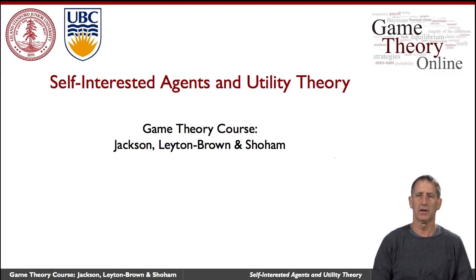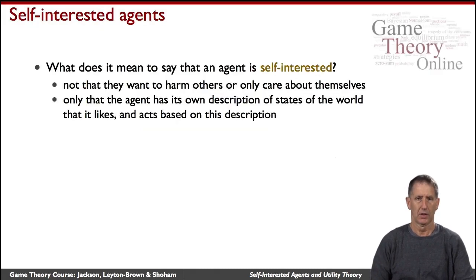We will be talking about self-interested agents and their interactions. So let's first speak about what we mean by self-interested agents. We don't mean necessarily that agents are adversarial or don't care about what happens to other agents. What we mean by that is that agents have opinions, have preferences.